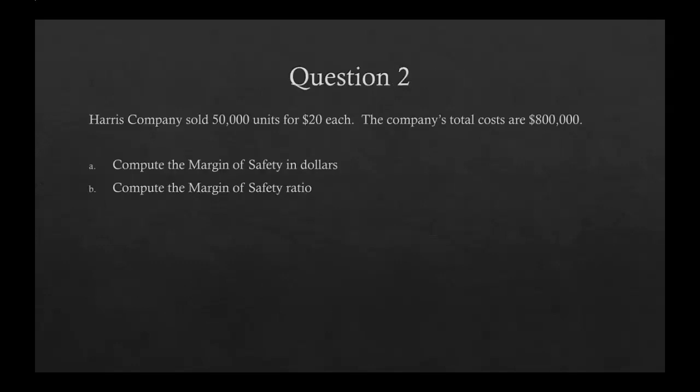So let's move on to question number 2. So question 2 says Harris Company sold 50,000 units for $20 each. The company's total costs are $800,000. So we need to compute the margin of safety in dollars and then the margin of safety ratio. So the margin of safety is how much wiggle room do you have above the break-even point, right? It's that safety net from your sales down to your break-even point.